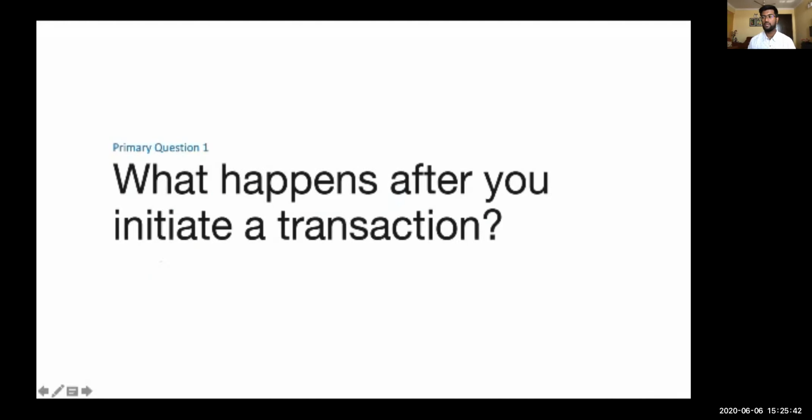All right, primary question one: what happens after you initiate a transaction? Let's go a bit slow and see what exactly happens after you do a transaction. You initiate a transaction saying I want to send $10 from my wallet to my friend's wallet.